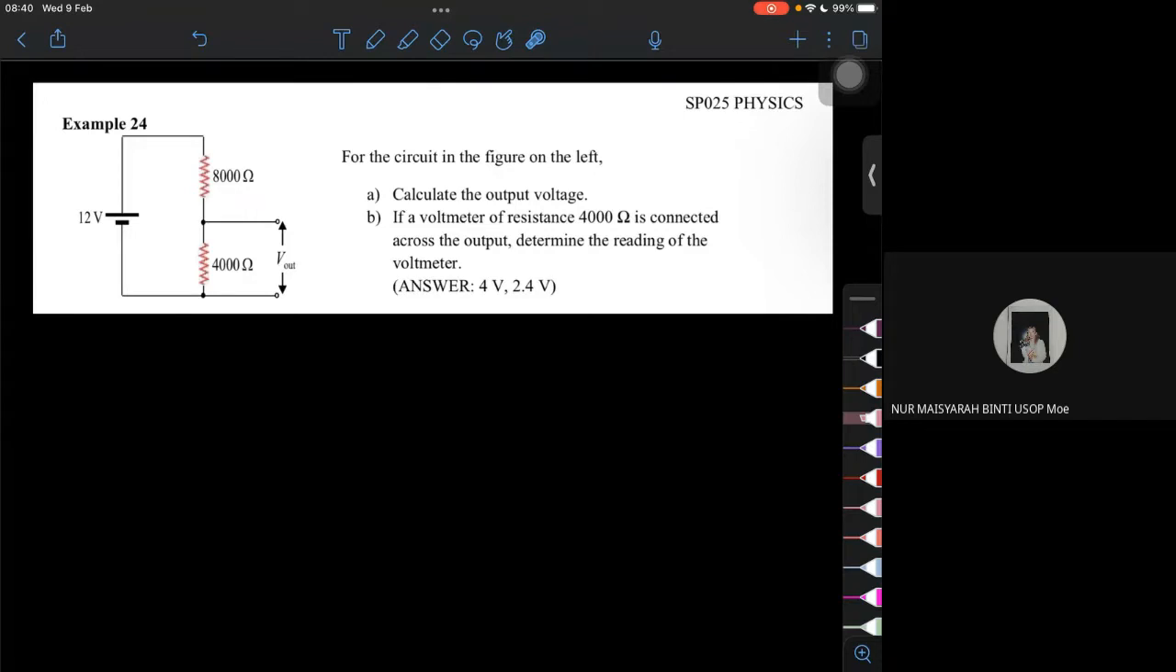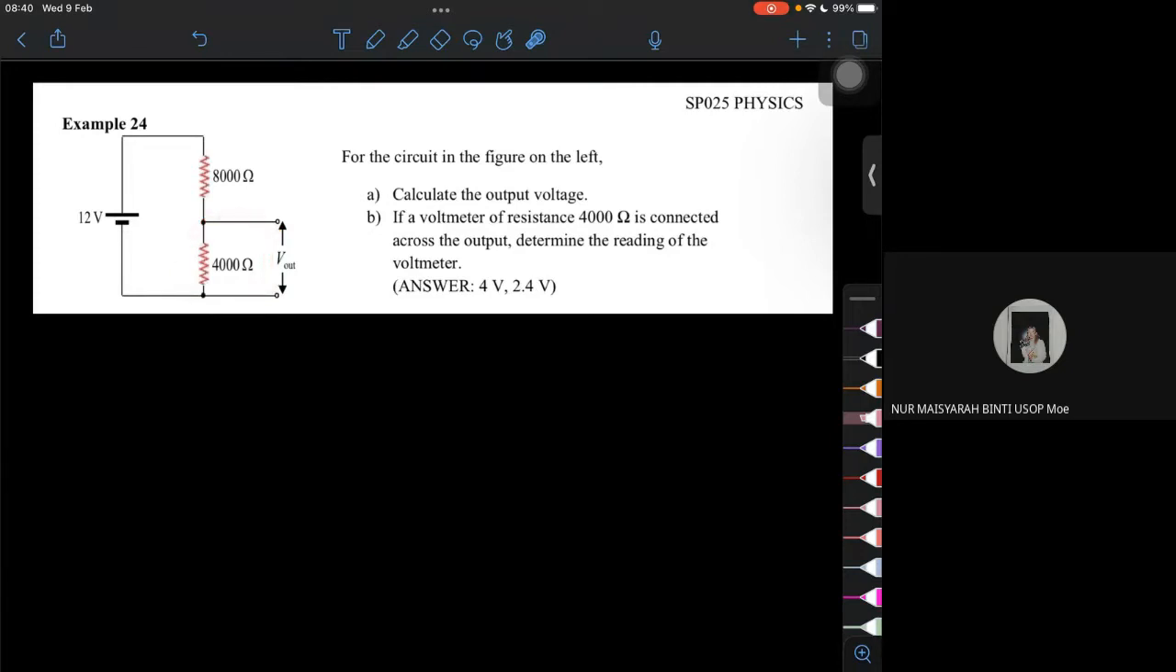So we are given a battery here, 12 volt, connected to 8000 ohm and 4000 ohm. So here this is a series circuit. Now we want to calculate the output voltage. So the output voltage is this one. It means what is the voltage across these 2 points. So it puts the points here, these 2 points. It means what is the voltage across this resistor.